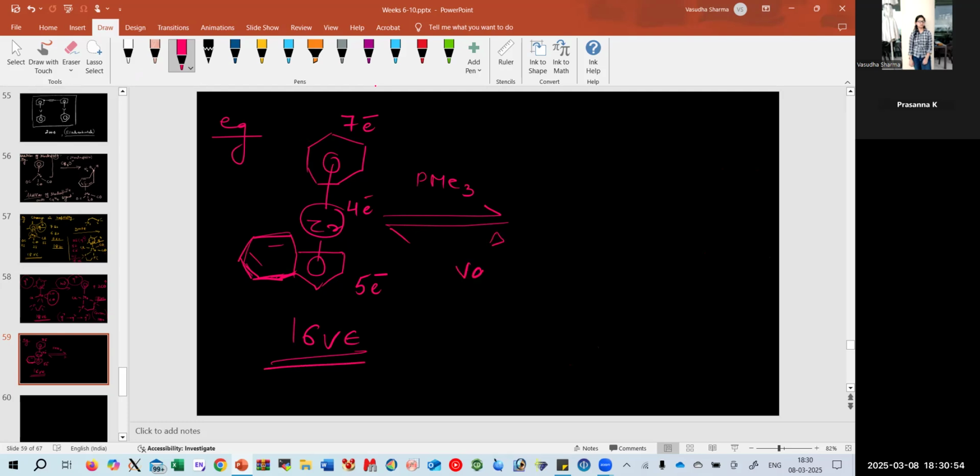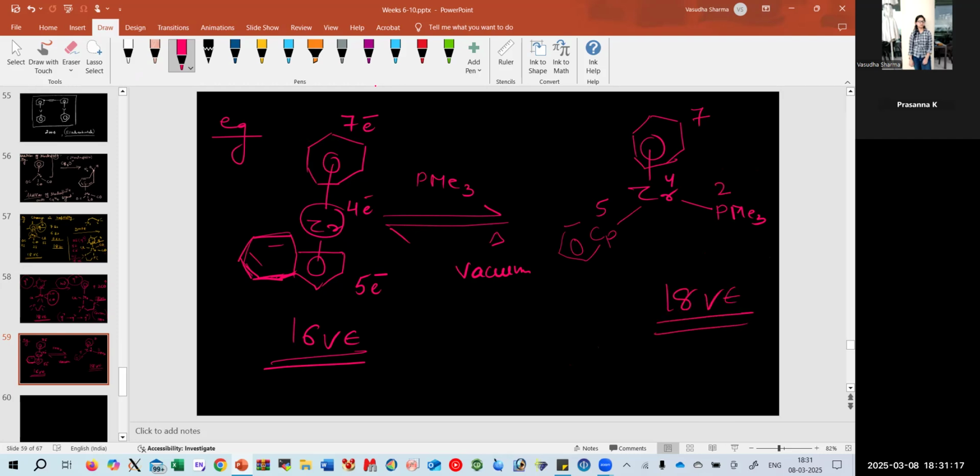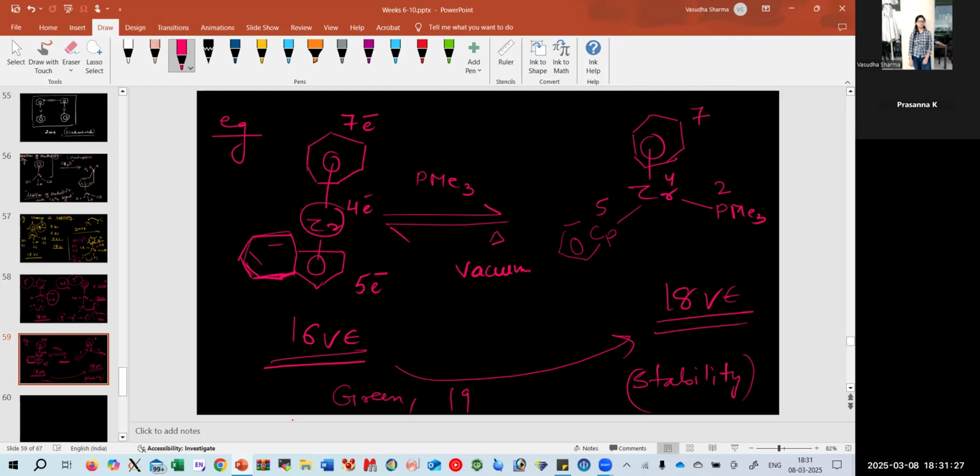And in presence of vacuum and heating and PMe3, what would happen? It undergoes nothing but an attack of the PMe3 onto the zirconium center, making it, I'm just writing a Cp and the fused ring, you can just see over here. So here it is 7 electrons, here it is 5, here it's 4, and 2 is coming from here. Total 18 valence electrons. So change from 16 to 18 valence electrons and stability is being attained. So this has also been given by Green in 1992.